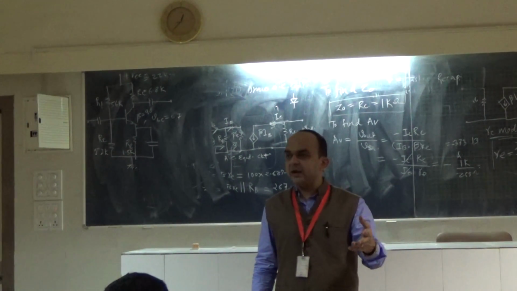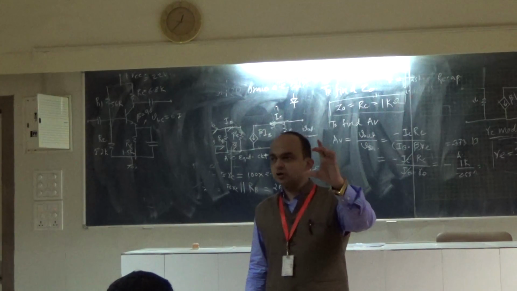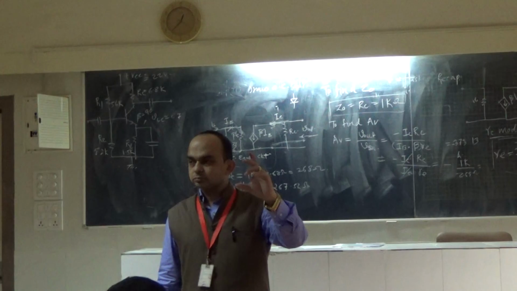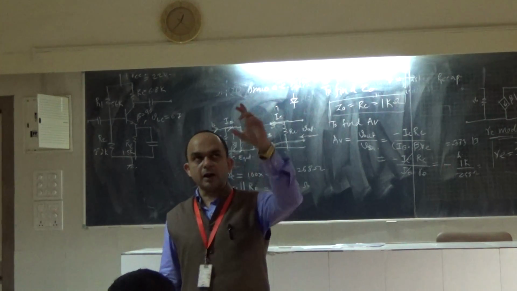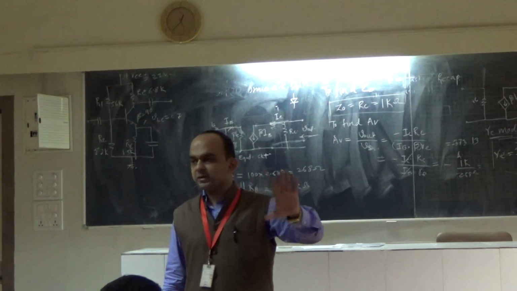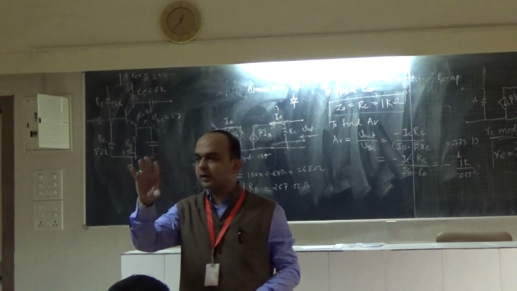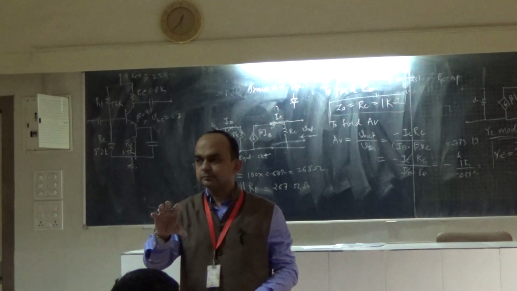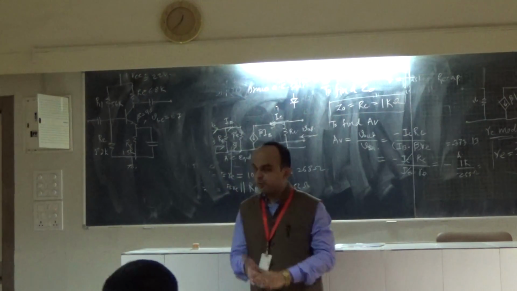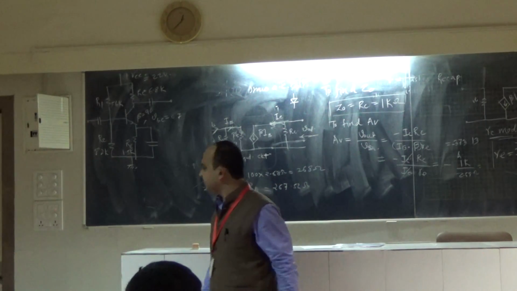VTH you find out as the potential across the lower resistance. How do you find it out? R2 upon R1 plus R2 into VCC. So you got VTH, RTH. So you will draw Thevenin's equivalent circuit. Just draw up to this point. Just find out VTH and RTH values and tell me.